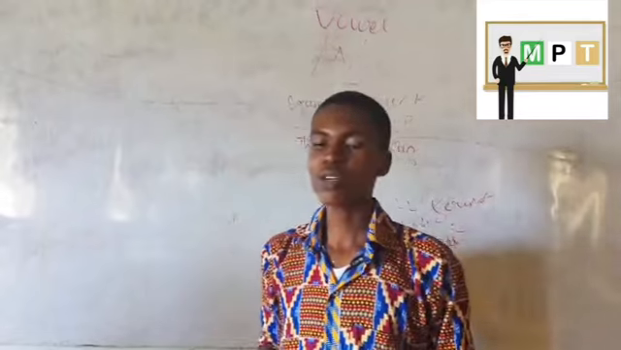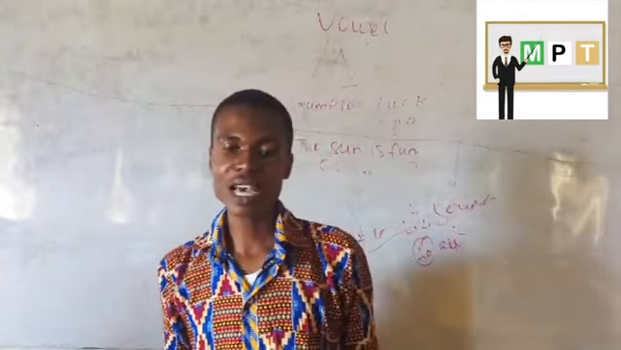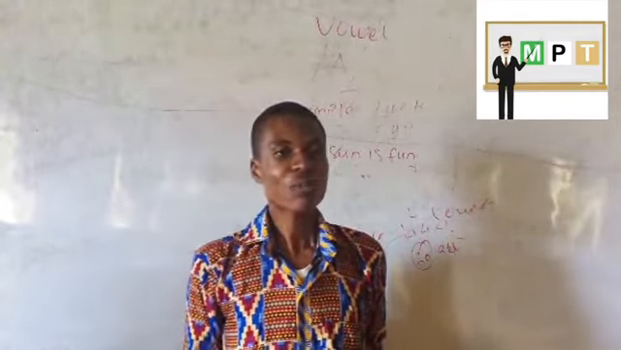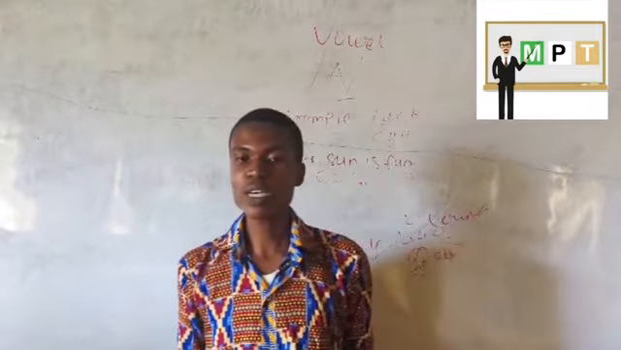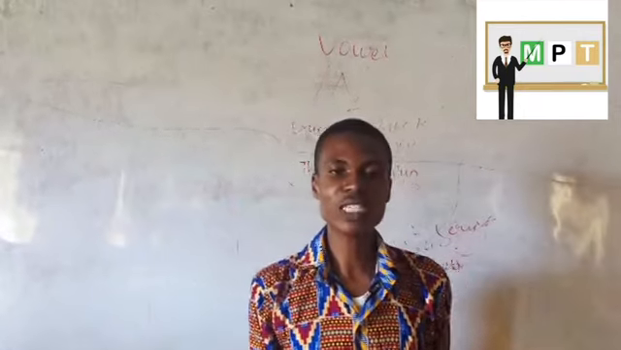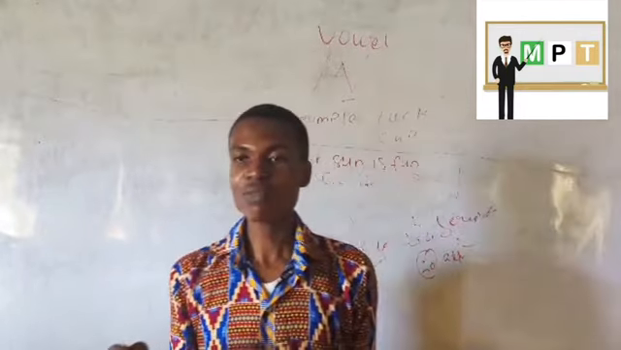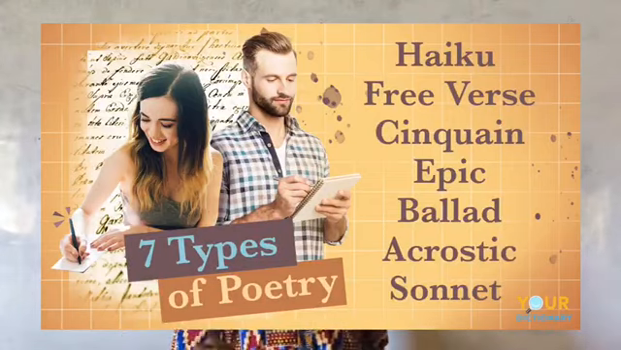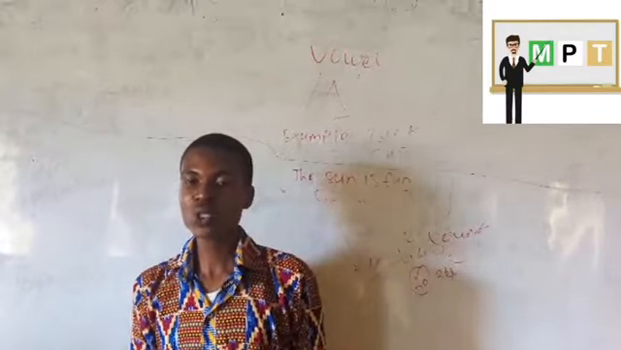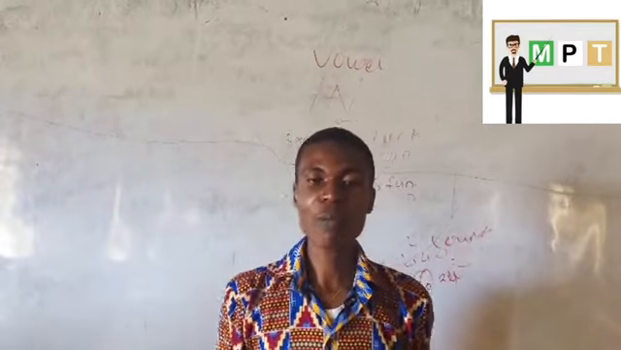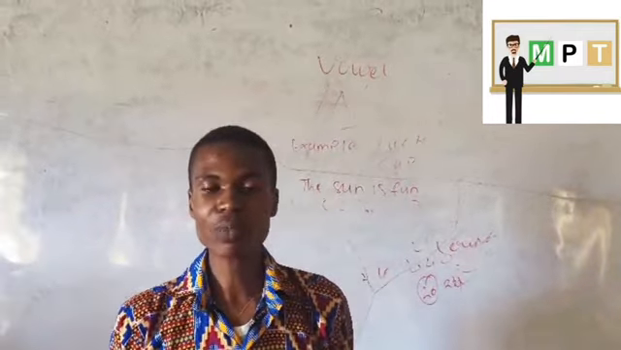Today, I will be taking you on the topic titled Poetry and its Types. First of all, what is poetry? Poetry is a form of literature that uses aesthetics to explain or express one's emotions, feelings, and experiences. Now, we have different types of poetry as displayed on the screen, but I will be speaking more on just five of them. The first one is free verse. Free verse is a type of poetry that has no specific rhyme scheme.